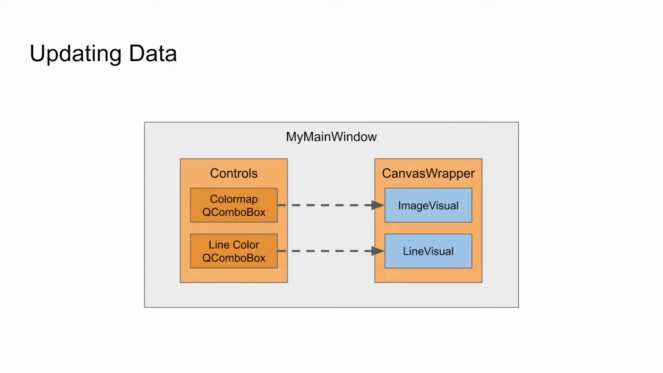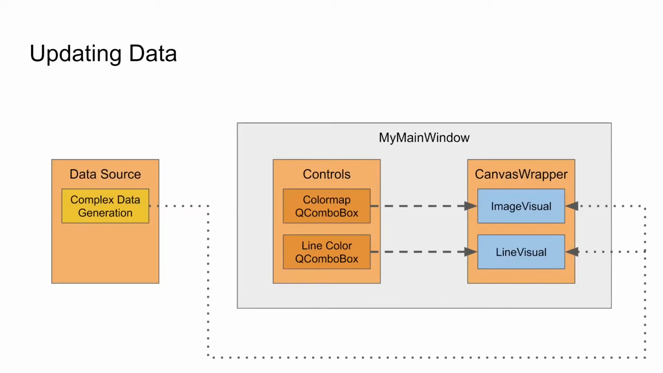We have our main GUI window that has the Qt controls on the left pane and the image visuals on the right side of the GUI. And we connected the color map and line color combo boxes via Qt signals to the image and line visuals to update those properties for those visuals.